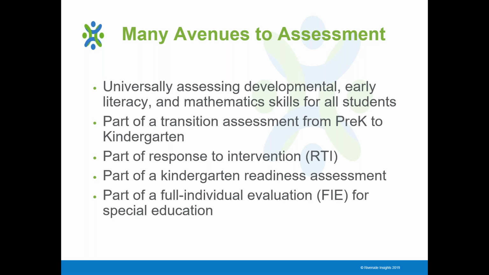So there's many different avenues to assessment. I know a lot of school districts are universally assessing developmental, early literacy, and mathematics skills for all students so that they can identify them early on. It can also be part of a transition assessment from pre-K to kinder. Might be part of RTI or MTSS, where a student might be receiving some services. Could be part of a kindergarten readiness assessment, or part of a full and individual evaluation for special education. So they may have a developmental delay or some other disability area in which the student needs special education services.